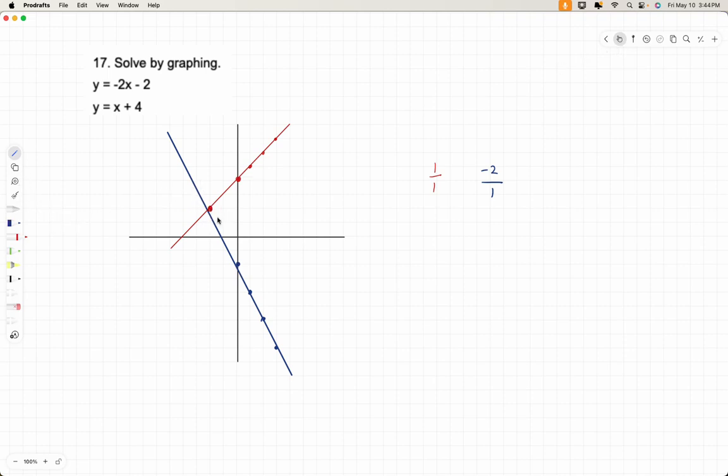this point is -2, +2. That would be my answer, right? The answer is -2, +2. That's what you would type in, just like that, in parentheses, for the answer to number 17. Let's look at the next one.